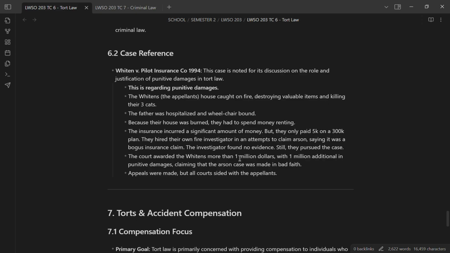Still, despite their own investigator finding no evidence, they still pursued the case. The court, in the end, awarded the Whitens more than $1 million, with $1 million additional in punitive damages, claiming that the arson case was made in bad faith, and appeals were made, but all courts sided with the appellants.